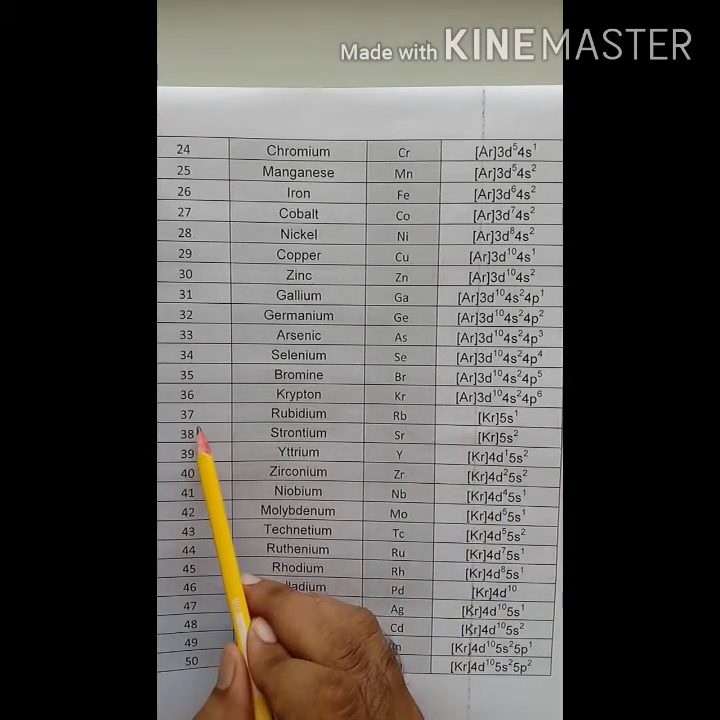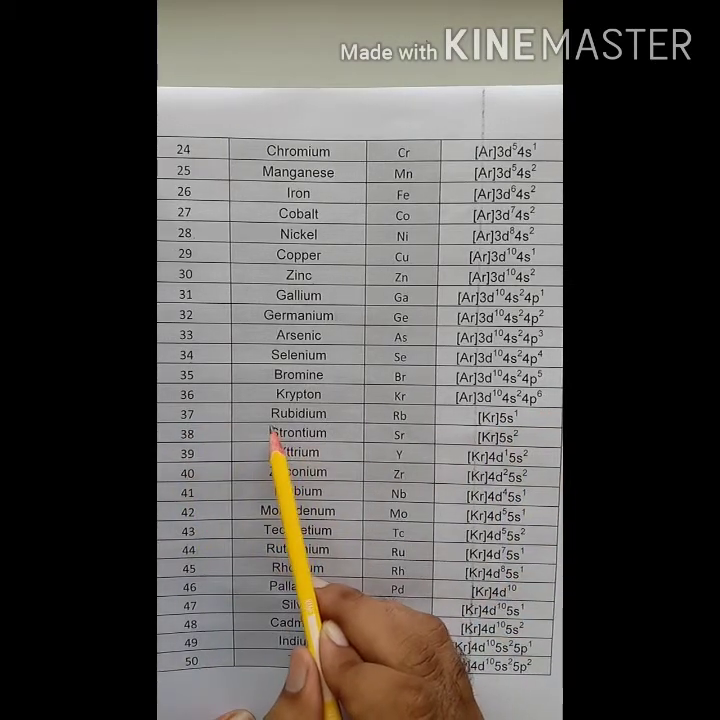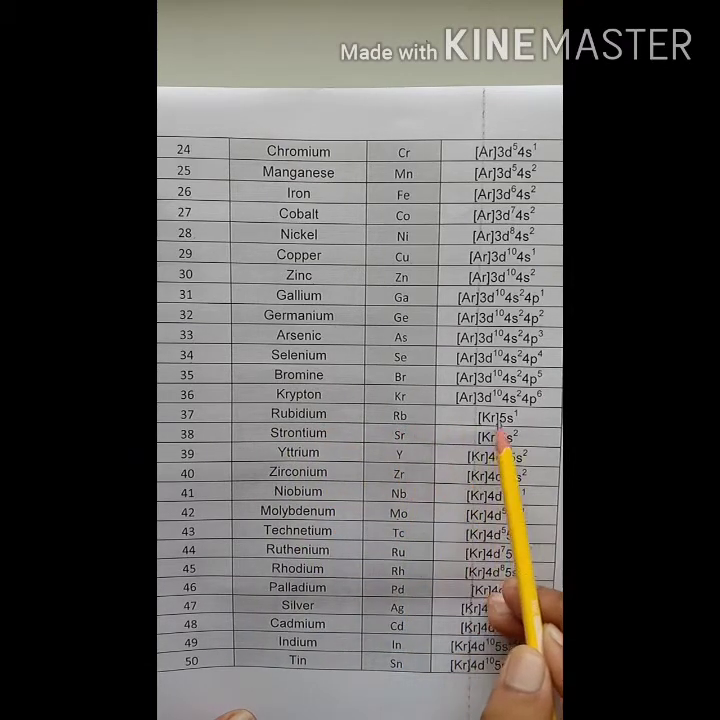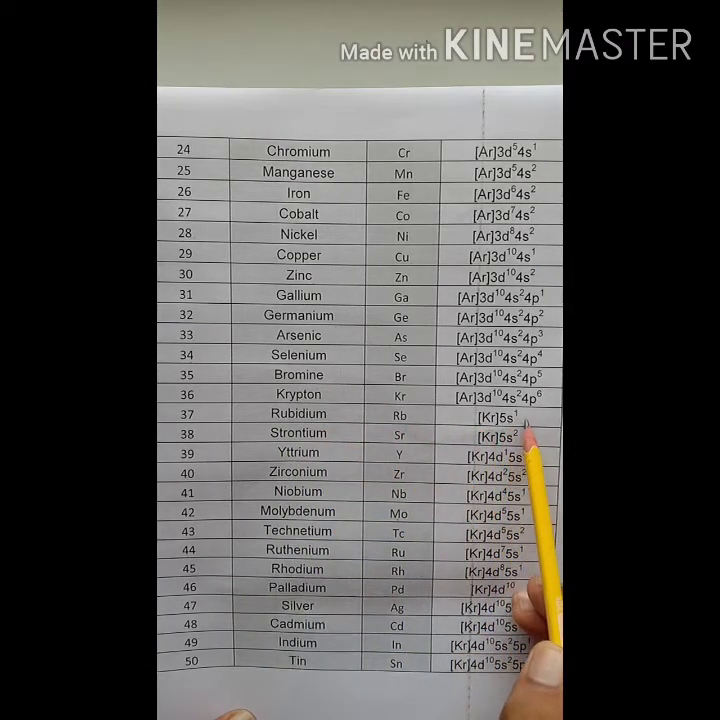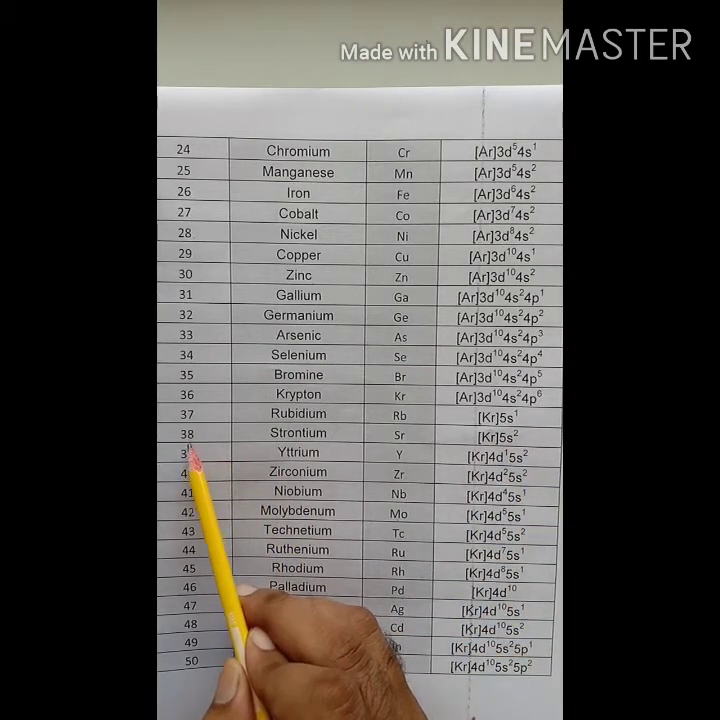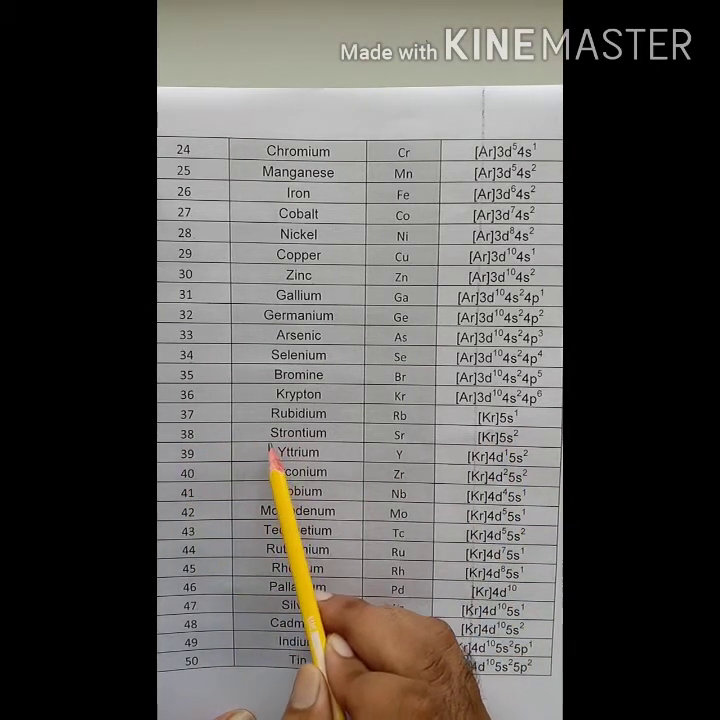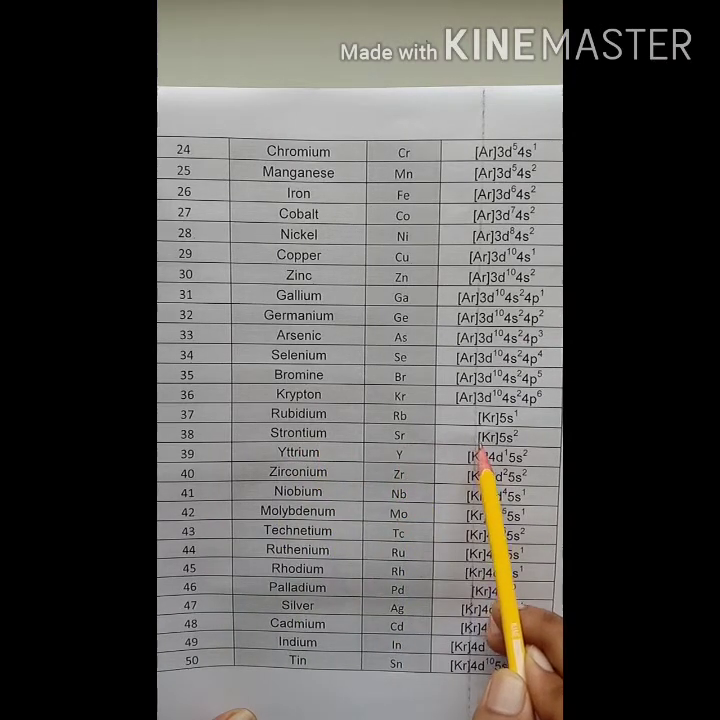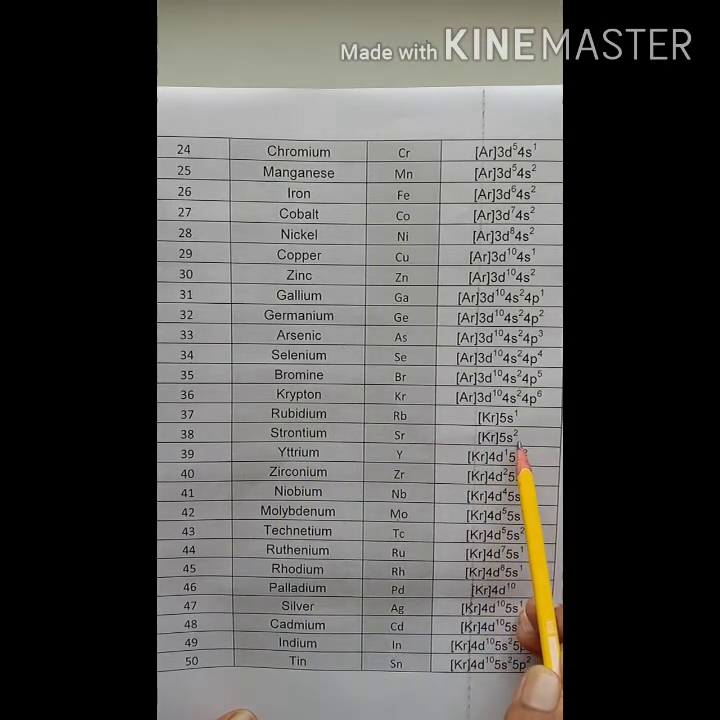The next atomic number is 37. The name of the element is rubidium. Symbol is Rb. Electronic configuration is [Kr] 5s1. The next atomic number is 38. Name of the element is strontium. Symbol is Sr. Electronic configuration is [Kr] 5s2.